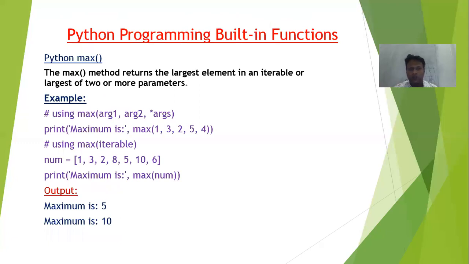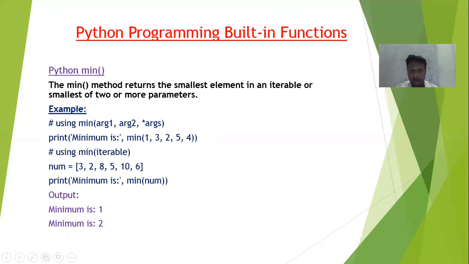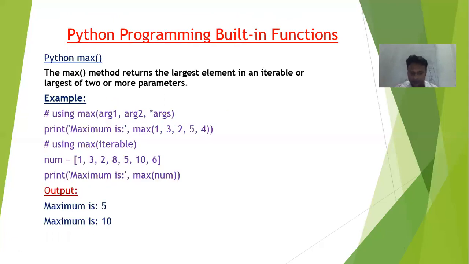The max method returns the largest element in the iterable. So you are defining any values, suppose 1, 3, 2, 5, 4. It finds out the maximum value. So here the maximum value is 5. And here we pass 1, 3, 2, 8, 5, 10, 6. So here the maximum value is 10. The maximum value we define.